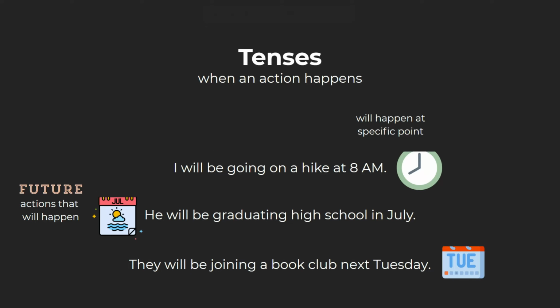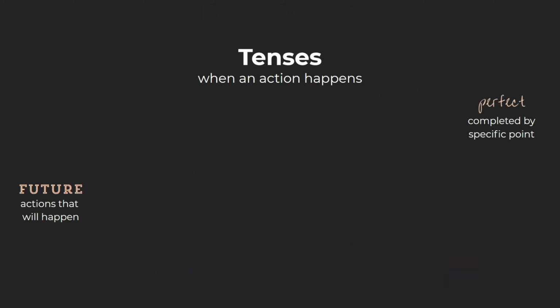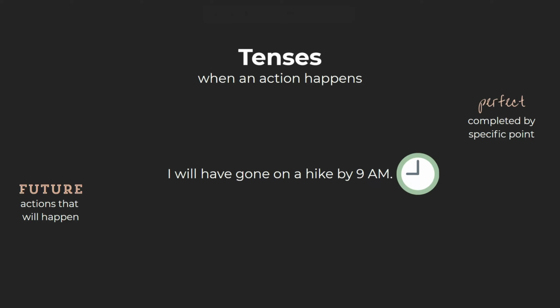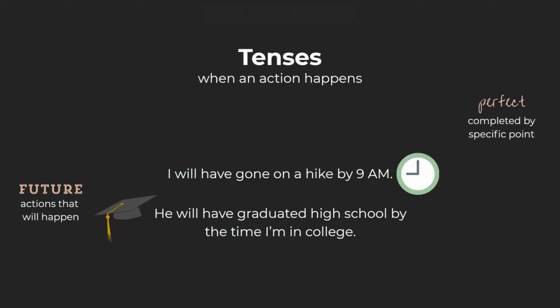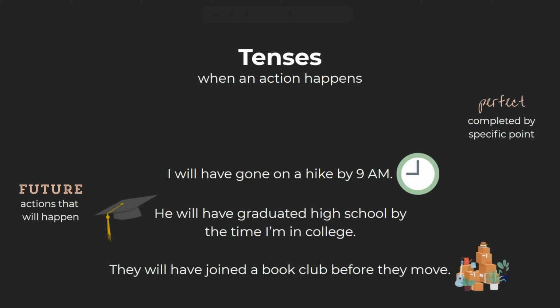The future perfect is used for actions that will be completed by a specific point in the future. For example, I will have gone on a hike by 9 a.m., he will have graduated high school by the time I'm in college, or they will have joined a book club before they move. Signal words for the future tense include tomorrow, next week, soon, and in the future.